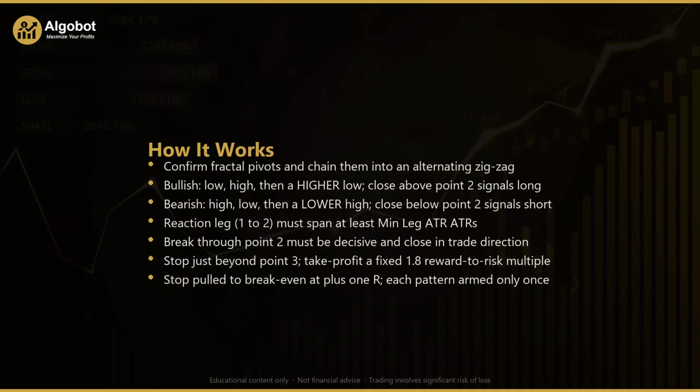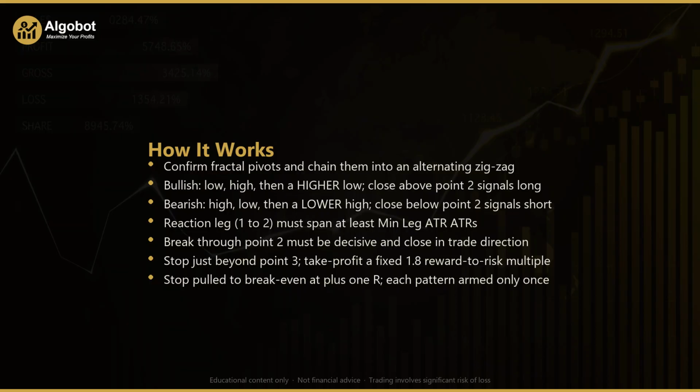Risk is defined structurally. On a long, the stop is placed just beyond point 3, buffered by a fraction of ATR set by stop ATR buffer. On a short, it sits just above point 3. The take profit is a fixed multiple of that measured risk, controlled by the risk-reward ratio, which defaults to 1.8. If the trade travels 1 full unit of risk in its favor, the stop is pulled to break even. So many trades can only scratch from there.